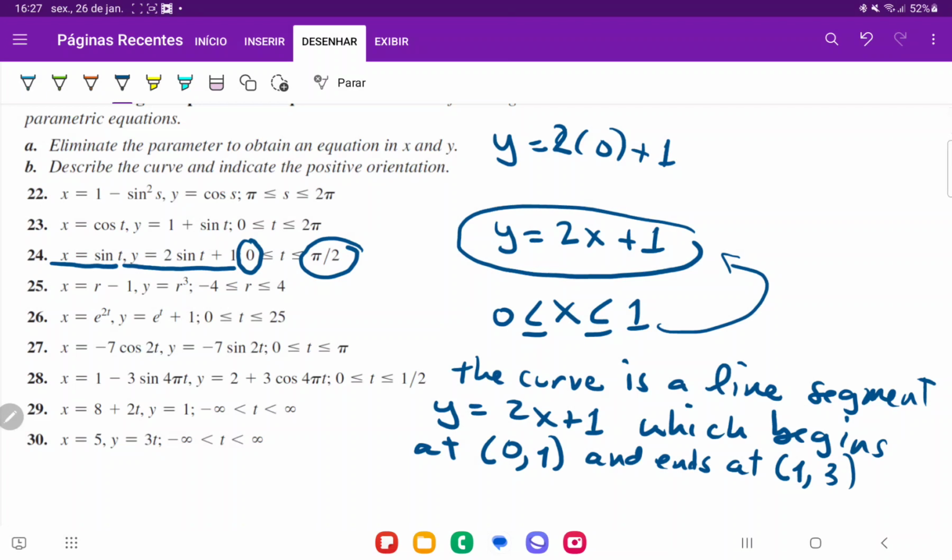And that is it for problem 24. We were able to see that the parametric equations describe a line segment of the form y is equal to 2x plus 1, where x is bounded between 0 and 1.